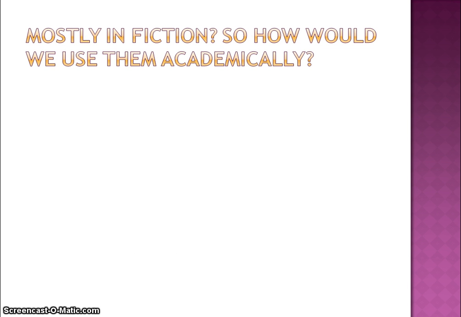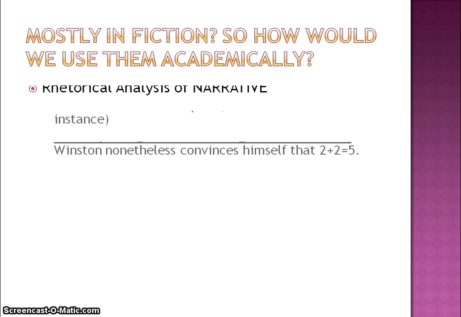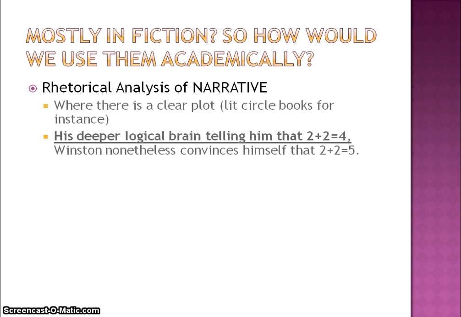So, how do we use them academically if they're mostly in fiction? There's a couple of ways that I suggest that we can use this in our argumentative writing. The first is that if you are writing a rhetorical analysis of narrative text, and this is really only for AP language, then if there's a clear plot, for instance, lit circle books, then you can use absolutes. His deeper logical brain telling him that 2 plus 2 equals 4, comma, Winston nonetheless convinces himself that 2 plus 2 equals 5. The first part is the absolute.